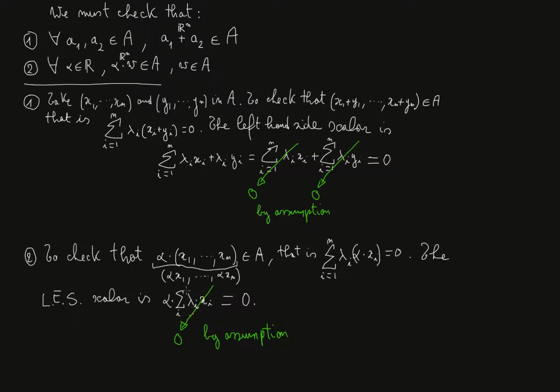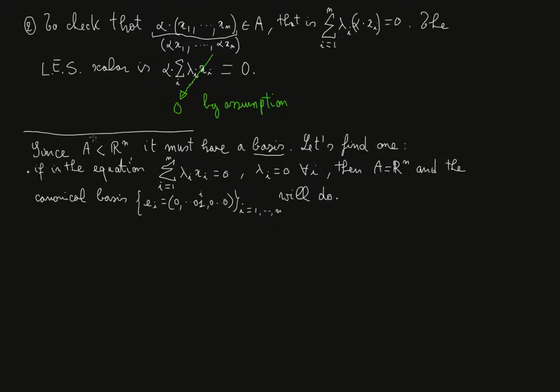And here now we use the assumption that the vector x1 through xn belongs to A, which means exactly that this summation is 0. Therefore we get alpha times 0, which is the 0 number. Since we have just shown that A is a subvector space of Rn, it must have a basis, like any subvector space of a vector space. So let's find one of these bases.